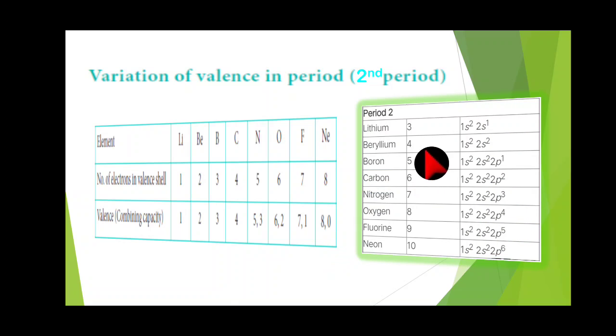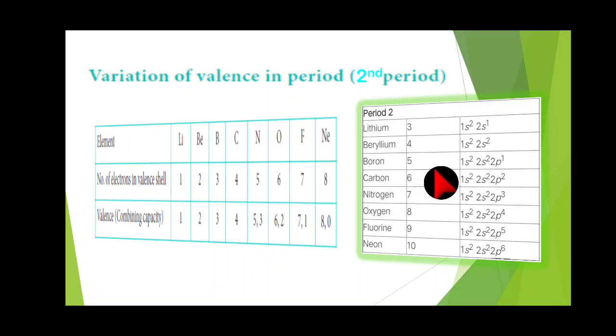So why? Because when we write the electronic configuration, lithium ends with 2s1. Beryllium has atomic number 4, so it is 1s2 2s2. The last is 2s2. That's why it is given. The number of electrons in the valence shell is 2, so combining capacity is also 2. So the beryllium chloride formula, BCl2, sorry, BeCl2, we should write. Lithium chloride LiCl.